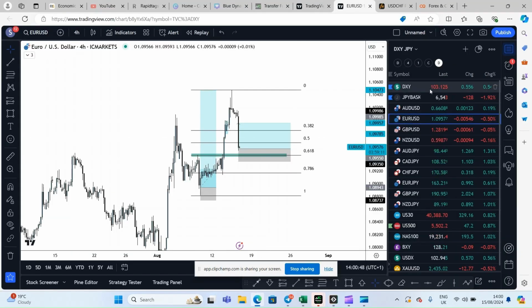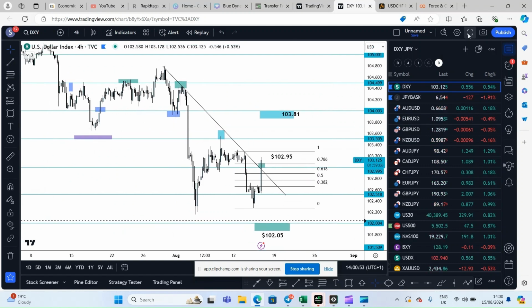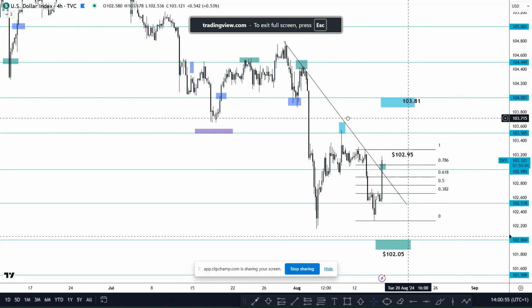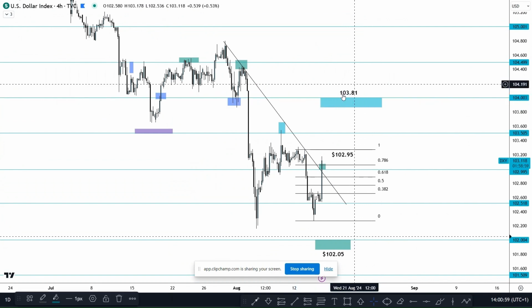So why am I in this position? First of all, I want to break down the dollar. So the dollar is the reason I am in this trade. It's a little bit aggressive. I'm going to be completely honest with you. But again, I'm going to break down the reasonings for it now.